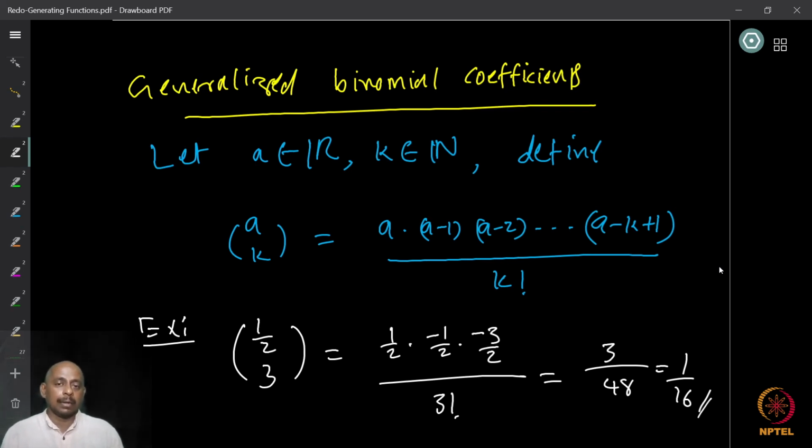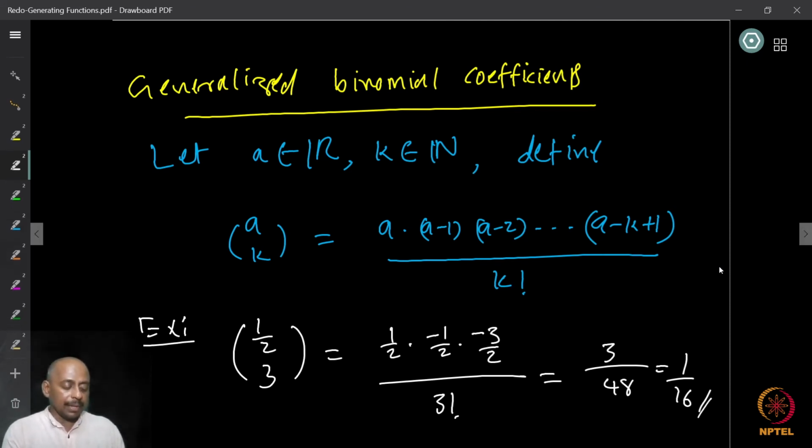Given two natural numbers, let's say n and k, where n is greater than or equal to k, we have the binomial coefficient n choose k, which we came across because it is the number of ways to choose a k element set from an n element set. We found out that this n choose k is n into n minus 1 into n minus 2, etc., n minus k plus 1, the first k terms, divided by k factorial. This is something that we proved earlier.